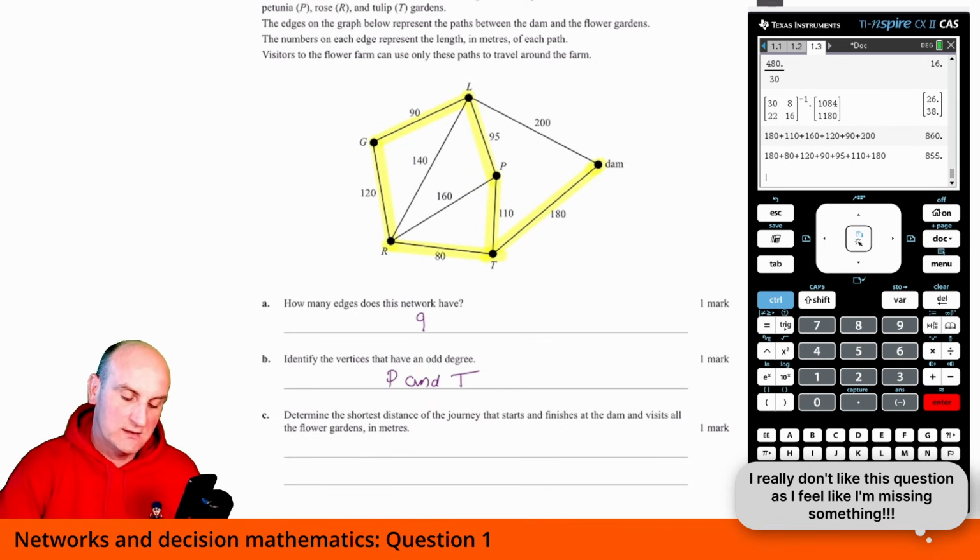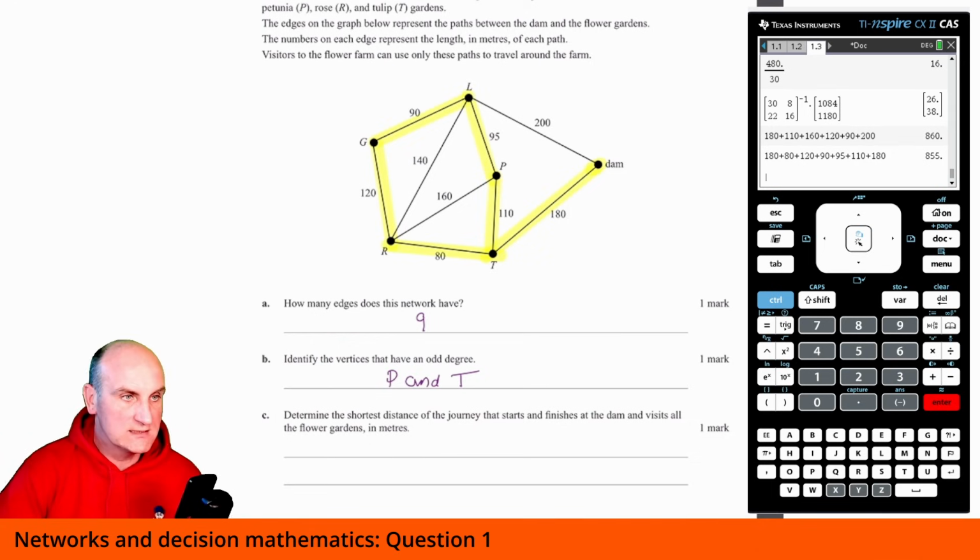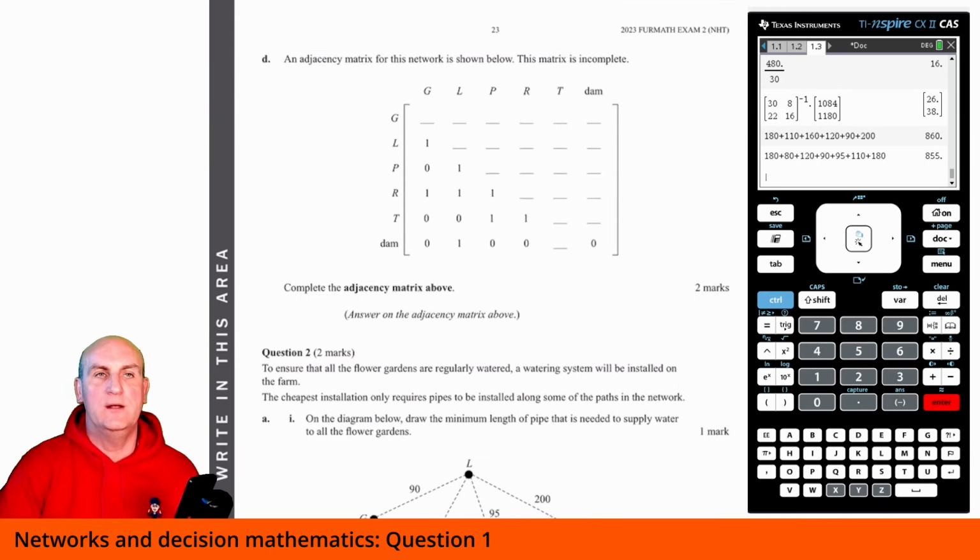I've done this question 3 times and done it in different ways. I keep getting 860, but 855 works for me. So determine the shortest distance. Let's go 855 meters. Now, if you can find a shorter one, please let me know. And more importantly, let me know how you did it.